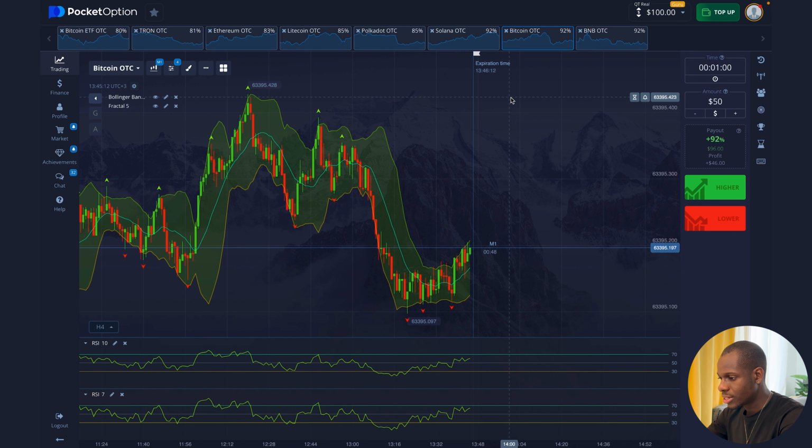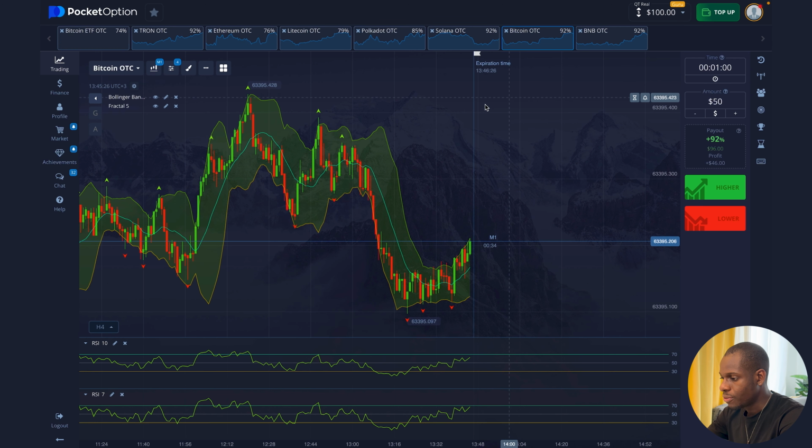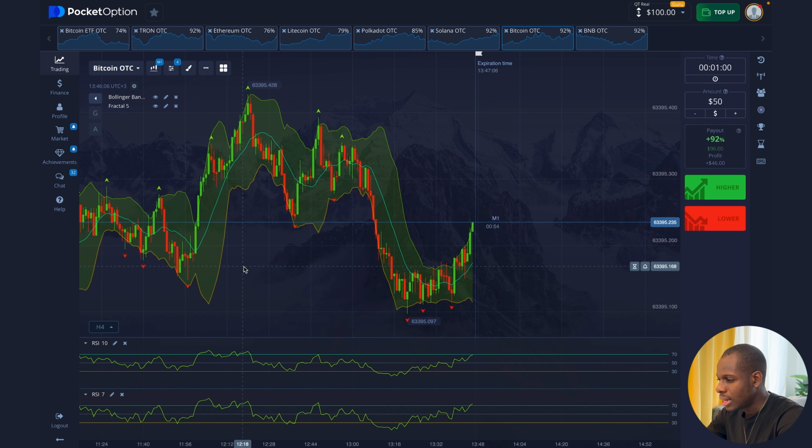Okay guys, so we are back to the charts and let's just get into our trading today. We're going to be trading cryptocurrencies, and as you can see above, I've already selected a couple of assets that have the best payout percentages and also have the best movement patterns for the strategy we want to use today. Indicators we're going to be using is our Bollinger Bands with the settings, deviation, fractal with a period of 5, and 2 oscillators. First, we have the RSI with a period of 10 and also the RSI with a period of 7. And for each trade I take, guys, I'm going to try my best to explain everything in detail so that you properly understand how to use this strategy in your trading.